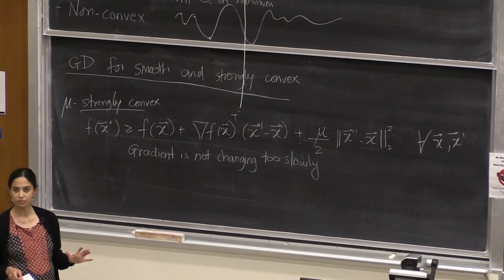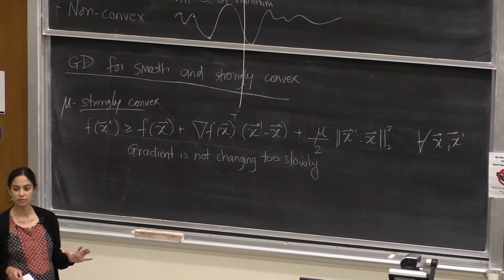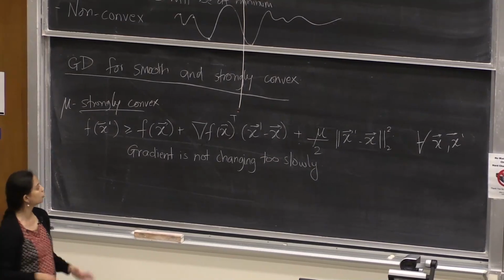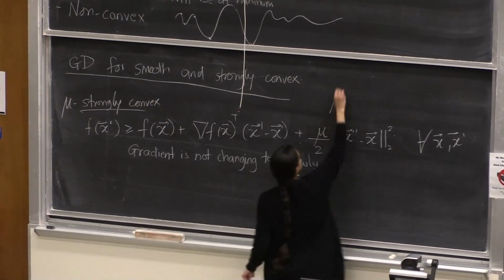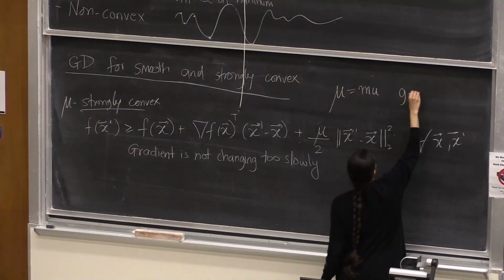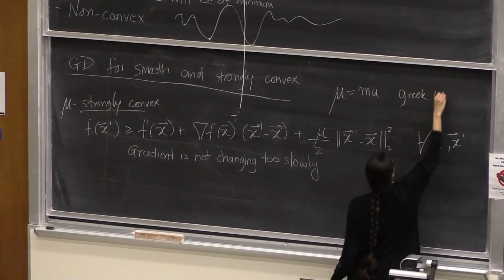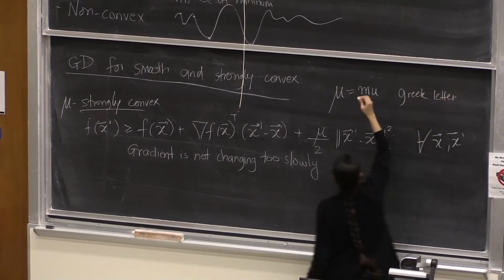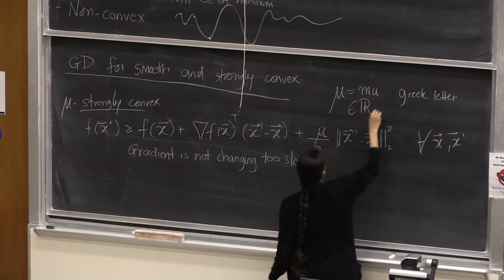Yes? No? Questions? Yes? Mu, this is a Greek letter mu. This is just a constant belonging to R. It's a real number.